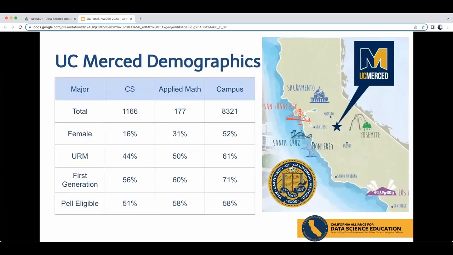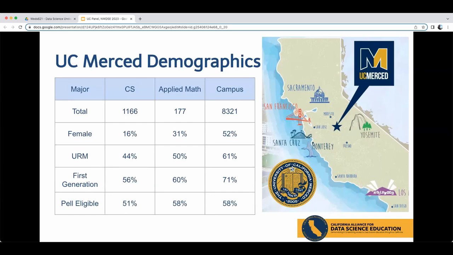Let me tell you a little bit about the demographics at UC Merced. The campus has more than 8,000 students, and you can look at this row here. The percentage of URMs is 61%, a pretty high percentage of underrepresented minorities. The second column is the computer science major, and I'll explain why I'm looking at this. The third column is the applied math major.